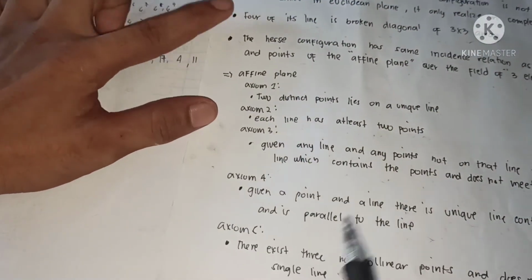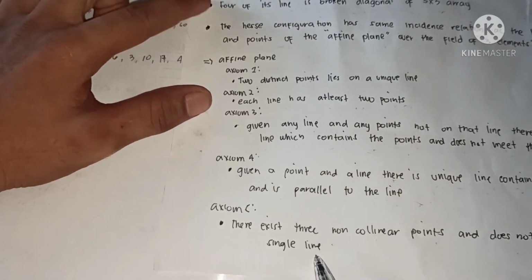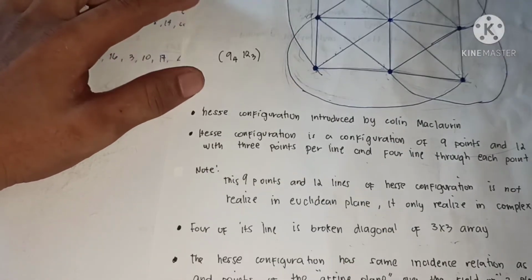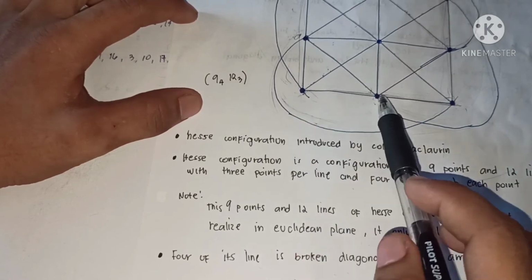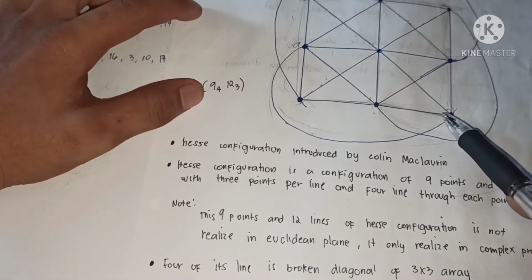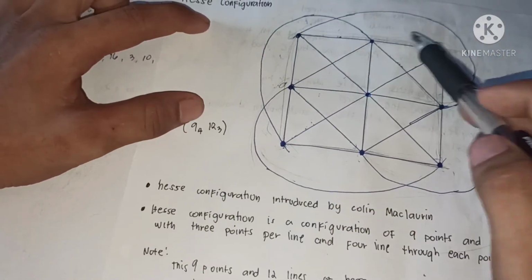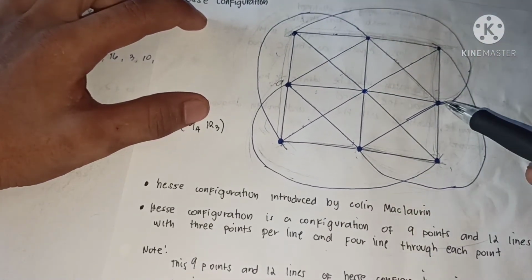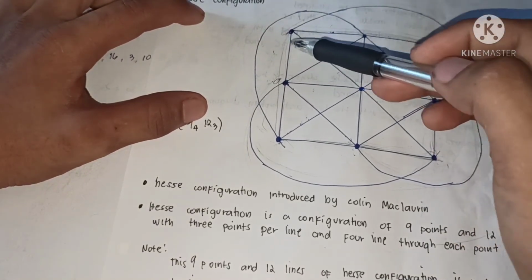And lastly, axiom 5: there exist 3 non-collinear points that do not lie on a single line. Meaning there exist 3 non-collinear points, 1, 2, 3, not on a single line.